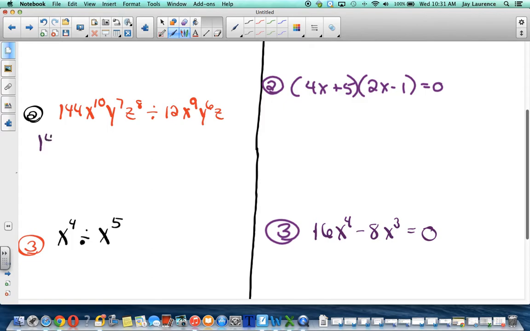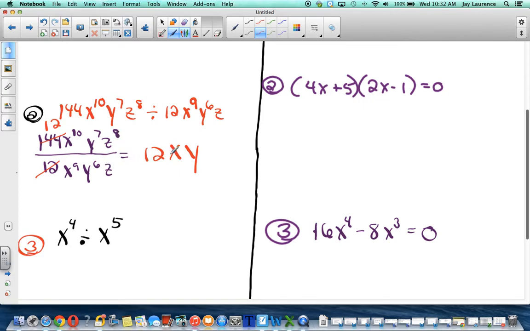Again, I love to have it written as a fraction, over x to the 9th, y to the 6th, z. Okay, and I know 12 goes into 144 12 times. I know that x to the 10th divided by x to the 9th, there's going to be 10 x's being multiplied in the numerator, 9 in the denominator. 9 of them are going to cancel, and there's going to be 1 x left, or an x to the first. Same thing with the y's, there's going to be a y to the first left. And the z's, it looks like there's going to be a z to the 7th left. And there you go.